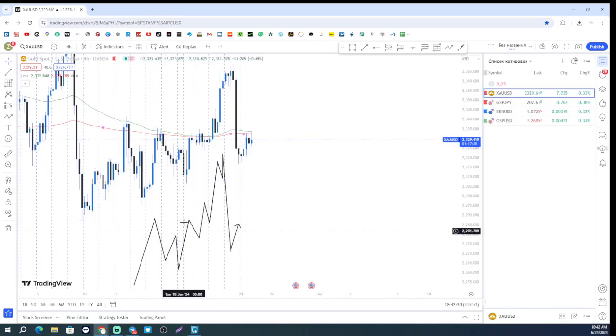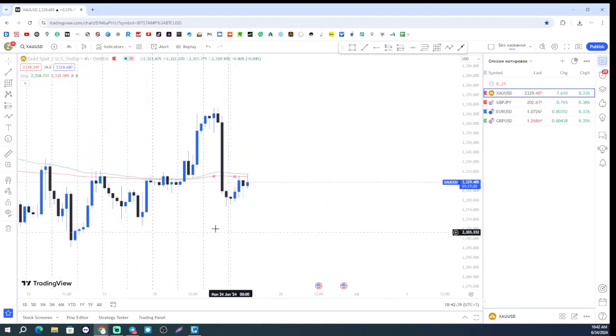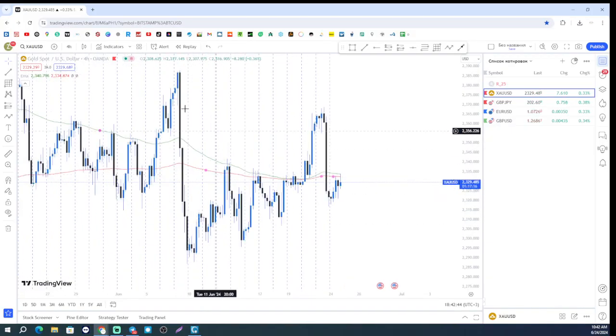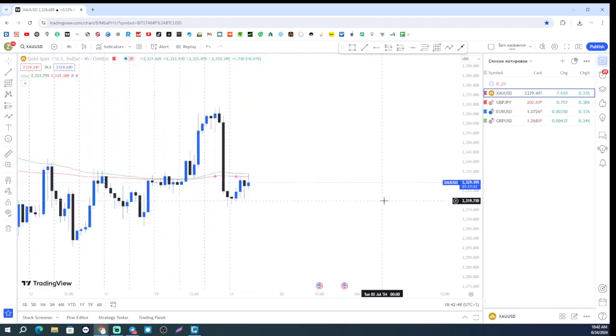What do we see here? Push, pullback, push, pullback, push, pullback, push, then break this structure and this structure. That means this structure and this structure are broken, and even the price action closed below the lows. So that means we are good to look for short-term sells, to me. But at the same time we have to wait for the retest.